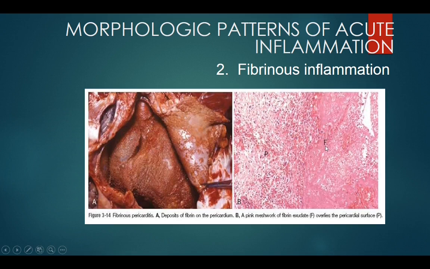See this pink material; these are the fibrinous tissues which are deposited. These pink areas you can see are the fibrin deposits in the pericardium, and a pink meshwork of fibrin exudate is overlying the pericardial surface. This is fibrinous inflammation, and if it continues for longer, it can cause fibrosis of this organ. So it will lead to permanent damage of the organ.